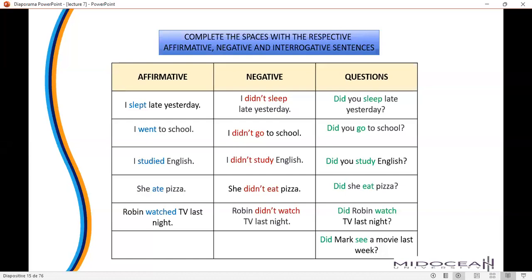You can continue. Okay. Mark saw a movie last week. Mark didn't see a movie last week. The negative form, sorry, what did you say? Mark didn't see a movie last week. Didn't see. Yeah, I say that. Okay, so let's check the answers. Affirmative form, as you see here: Mark saw a movie last week. And negative form: Mark didn't see a movie last week. Okay. Well done. Thank you so much.